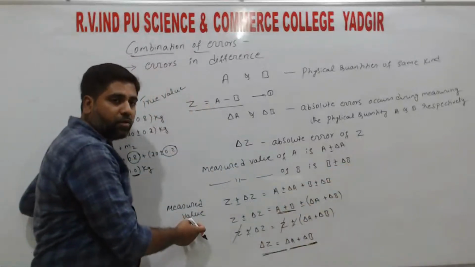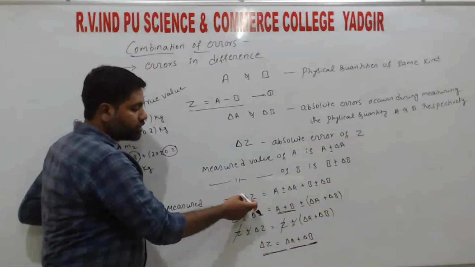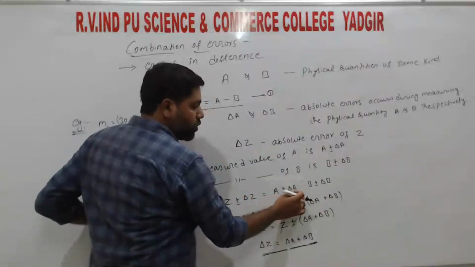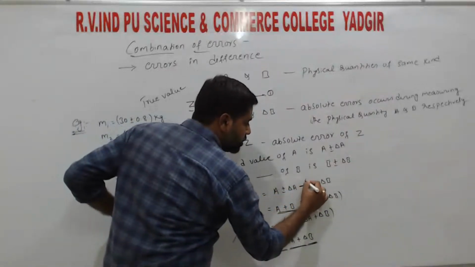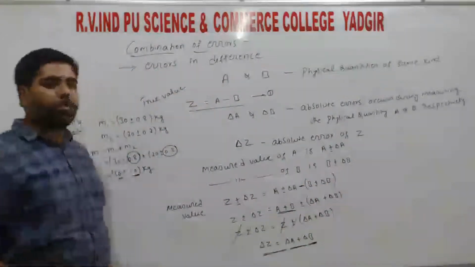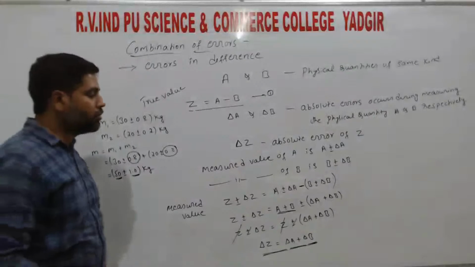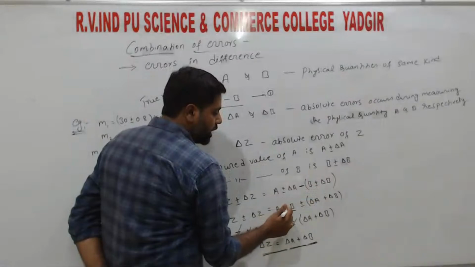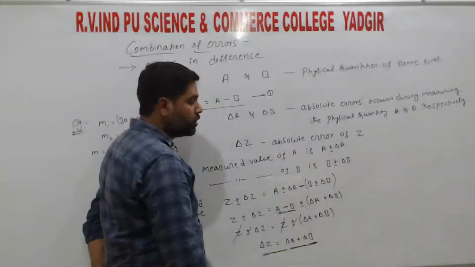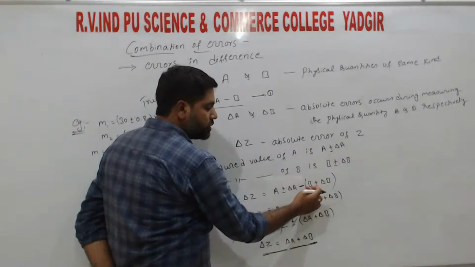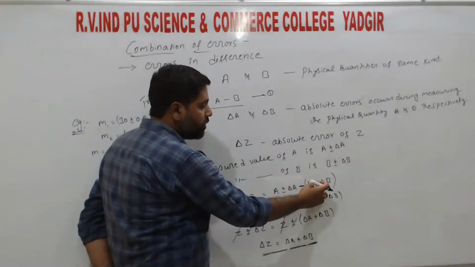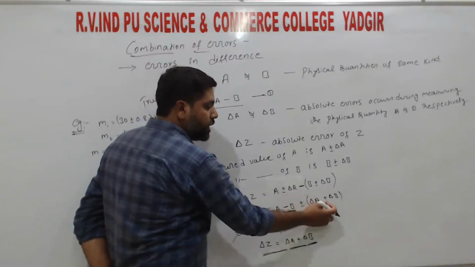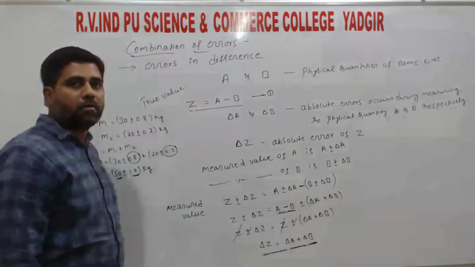So the measured value, here we have taken Z plus or minus delta Z, that is equal to A plus or minus delta A minus, within the bracket, B plus or minus delta B, right? So if we remove the bracket, minus into plus gives minus B, right? So here minus into plus minus, so minus into minus plus, again here we are getting plus or minus, right? So that is plus or minus delta A plus delta B, right?